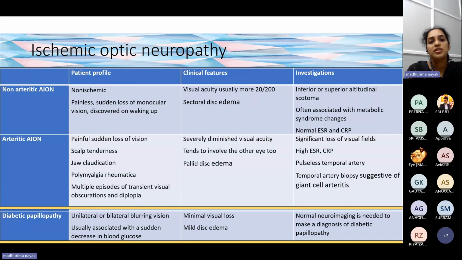Diabetic papillopathy also is a milder form of NAION, and the disc edema is not as much as in NAION. Also, the recovery is pretty good. But one important thing about diabetic papillopathy you have to remember is it is usually seen in patients in whom the HbA1c has been reduced drastically. So if you compare the previous HbA1c and today, you might find a very big difference between the two, indicating that this is some kind of an ischemic or nutritional insult to the optic nerve leading to ischemia.